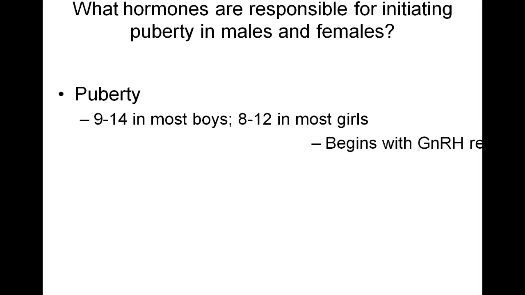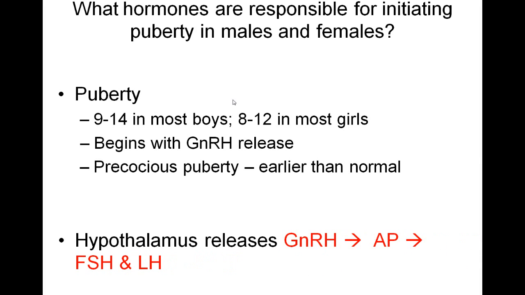Okay, now, puberty occurs at 9 to 14 in boys and 8 to 12 years old in girls. It all starts with gonadotropin releasing hormone. Precocious puberty is when it occurs earlier than normal. GnRH comes from the hypothalamus. It's the hormone that regulates the anterior pituitary, so it kind of controls everything that's going on in your body. There are a lot of different variables that have to happen in order for puberty to occur, but we're just going to touch on it in general.